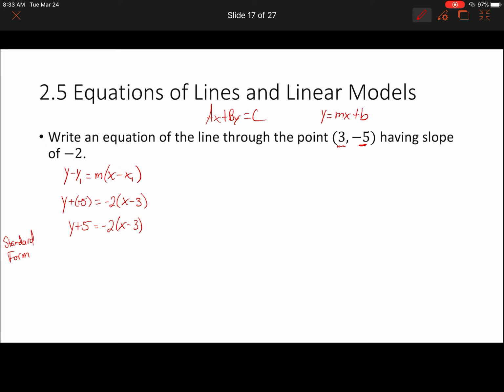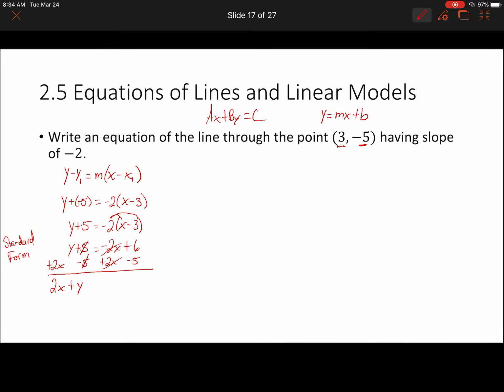So in your notes, you may want to make a note that we're going to change this to standard form. In standard form, we've got to get our x term and our y term on the same side and constants on the other. So in this case, the first thing we need to do is distribute this -2 so that we have y plus 5 equals -2x plus 6. And then we need to move the x term, so we'll add 2x to both sides. That way -2x plus 2x cancels, and we get 2x plus y.